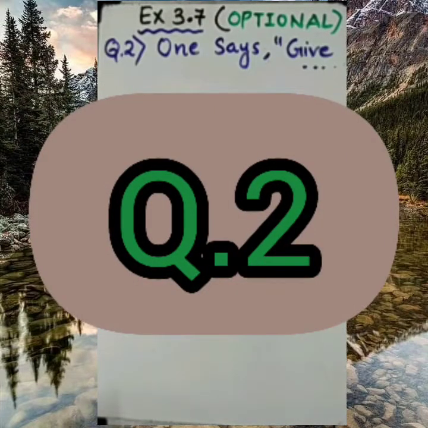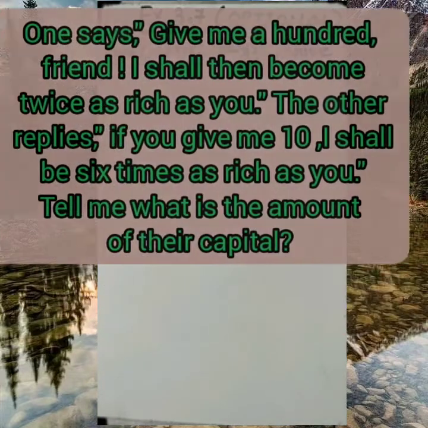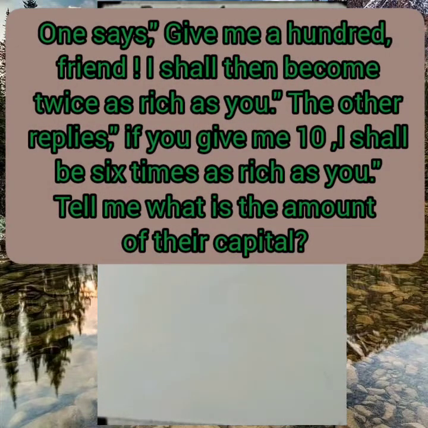So my dear student, here question number 2 is in front of you. Make yourself ready. I am reading the question. One says, give me 100 friends. I shall then become twice as rich as you. Other replies, if you give me 10, I shall be 6 times as rich as you. Tell me what is the amount of their respective capital. Okay, this much is the real question.